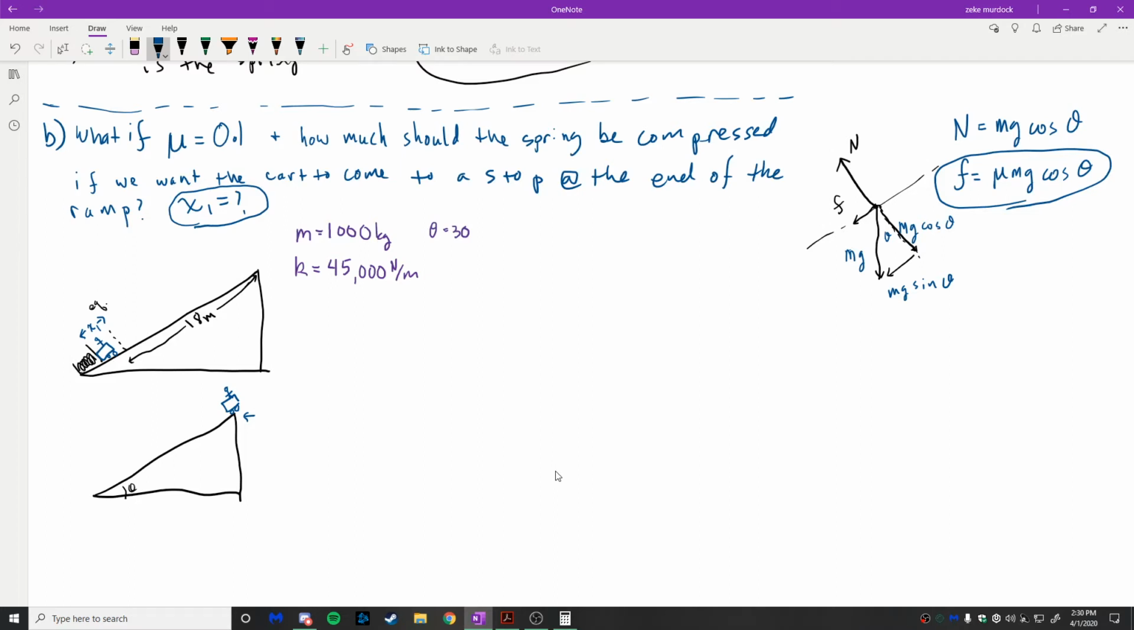Interesting. Did you guys include the compression distance in the friction force? Did you include the distance that the spring is compressed in the work done by friction? Okay, you want to try that? Yeah, that's usually what people miss. Try that again.